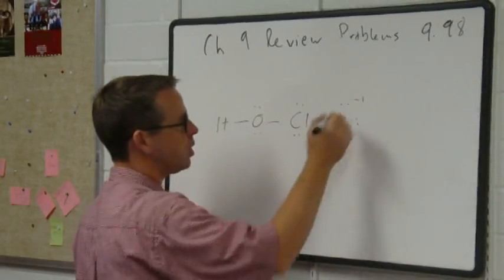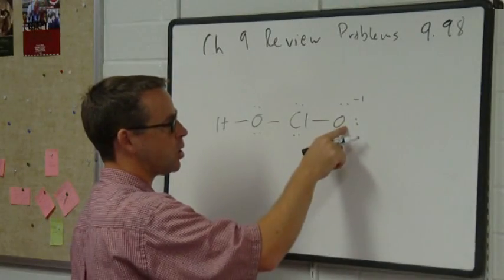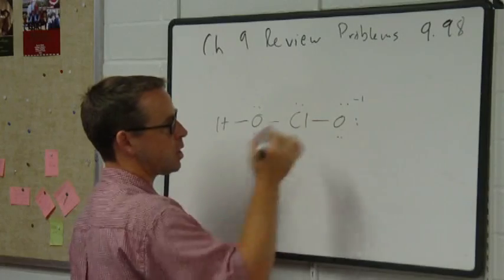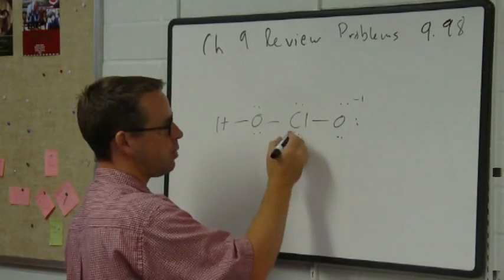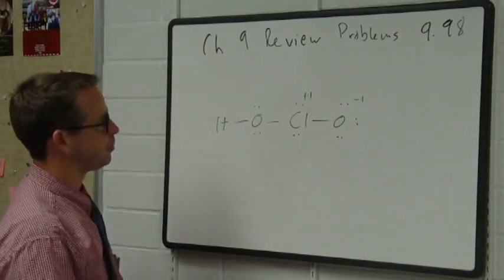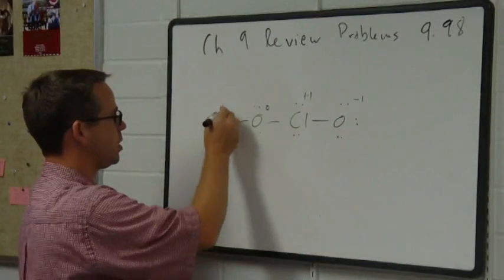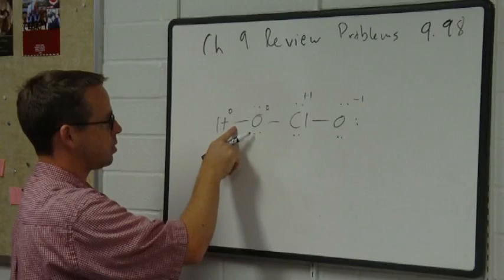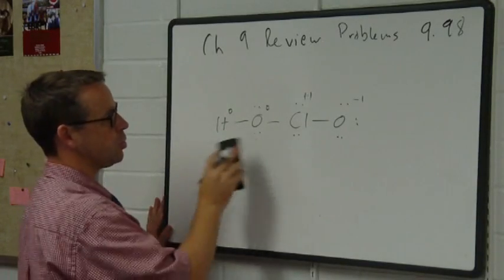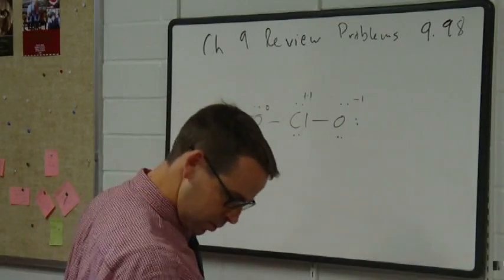So this has a -1. We count how many electrons oxygen brought: 6. How many does it have now? 1, 2, 3, 4, 5, 6, and 7 right around it. Chlorine brought 7, has 1, 2, 3, 4, 5, 6, so it has a +1. And this has a 0, and this has a 0. It brought 1 and it has 1 right around it. All right, so those are the formal charges on that one.